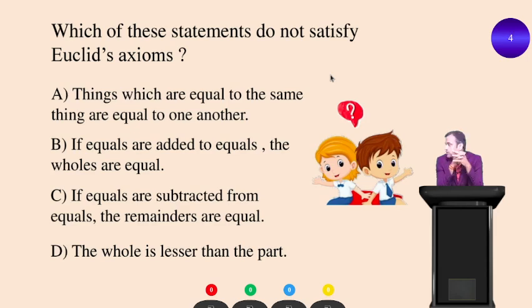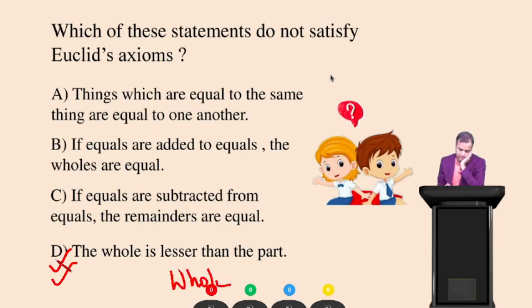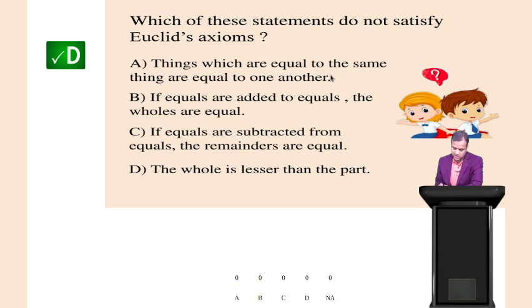Okay, give the answer quickly. Okay, class. So the D statement is wrong because we know the whole is always greater than its part. So what is the answer? It is D. D is the correct answer.